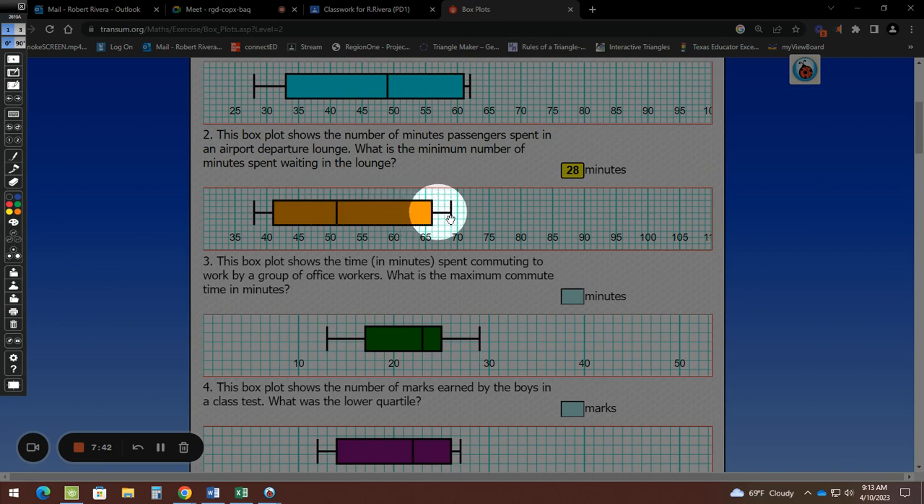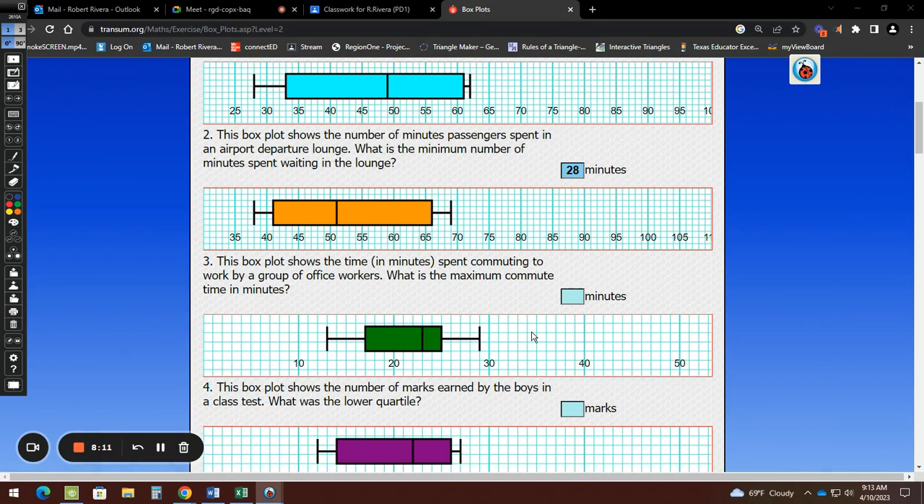Stop. Good. The maximum is that one, which I'm going to go reverse 70, 69. So what will be the maximum? 69. Now let me call on somebody else. Romero? What's another word for maximum? Because what if they don't use the word maximum? What else could they use?